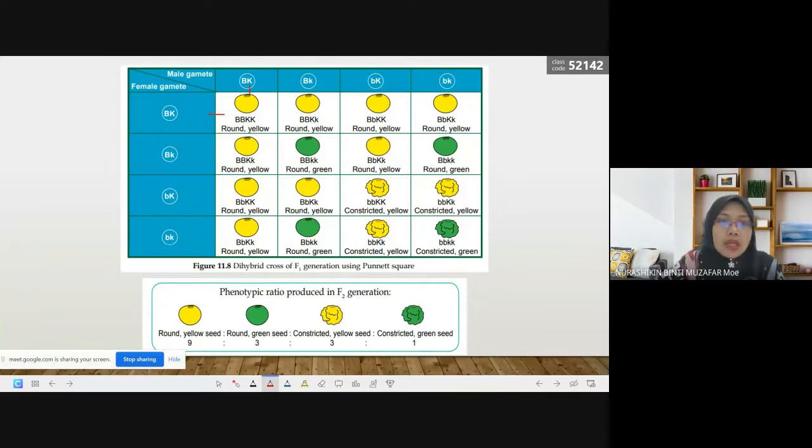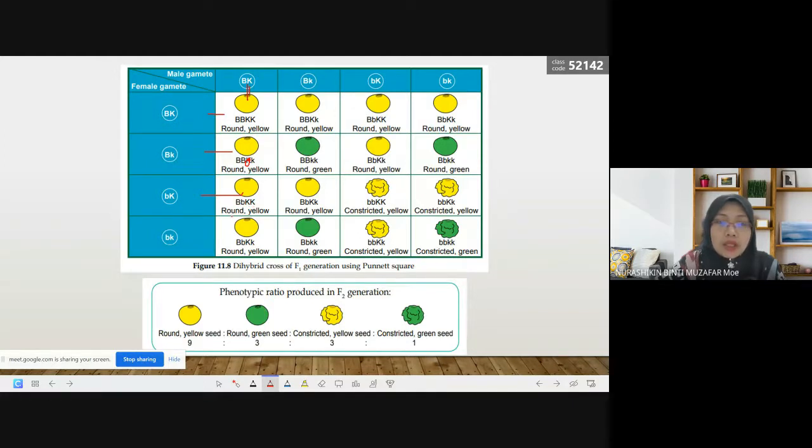Okay, then you cross this one with this one next. So you get big B, big K, small k. So what is the phenotype? Round and yellow, because they follow the dominant K. Okay, this one, big B, small b, big K, big K. Okay, for this one you settle this row with this column. Yes, okay, big B, small b, big K, big K.